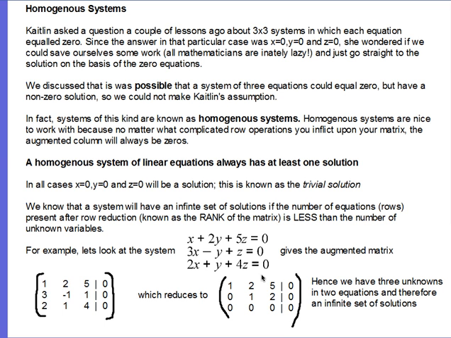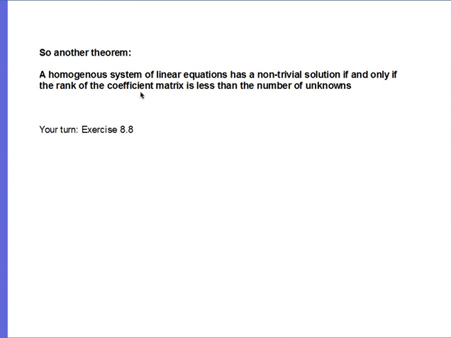So this leads us to a theorem for homogeneous systems of linear equations, and that is that in a homogeneous system of linear equations, a non-trivial solution exists if and only if the rank of the coefficient matrix, so that's the number of rows after you've reduced it, is less than the number of unknowns in the matrix.